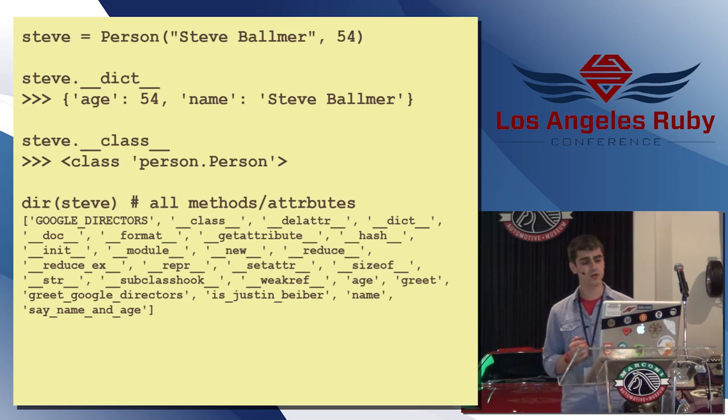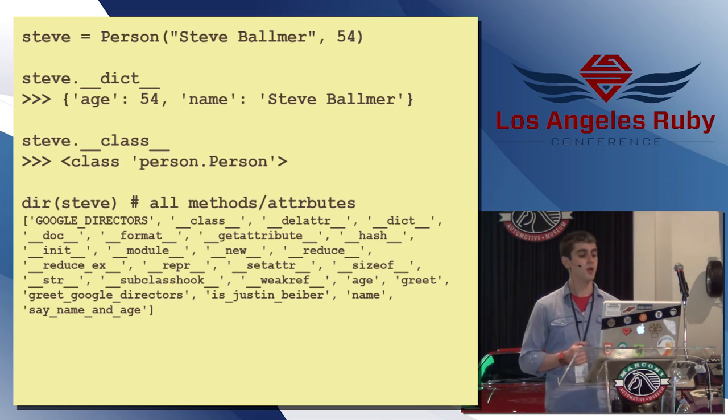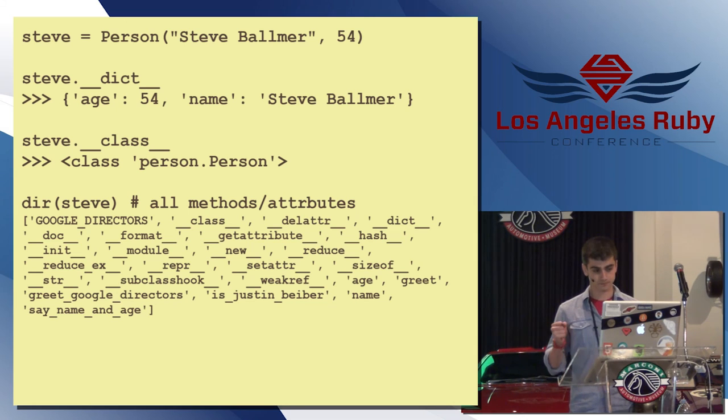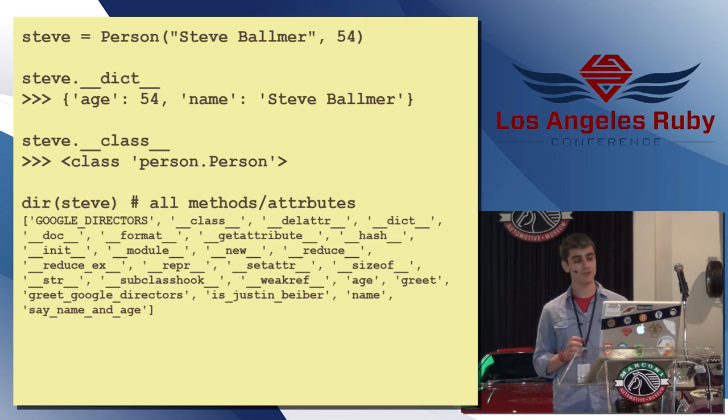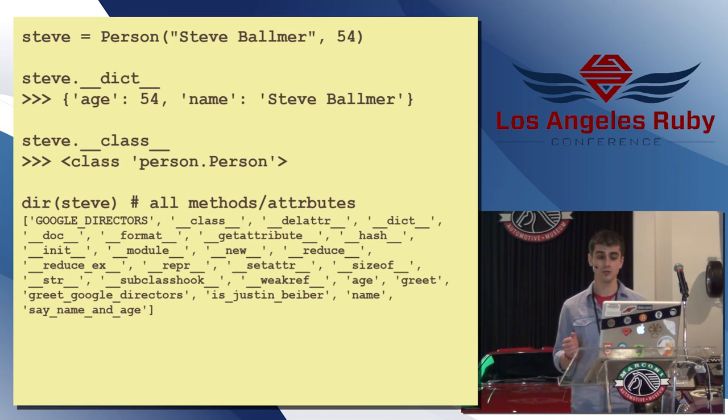I'm sorry this got cut off a little bit, but Python also supports a built-in dir method, which will give you all the methods and attributes. So you'll get any constants that you've defined, for example, any built-in methods or inherited methods, and then any attributes or methods that you defined right there.